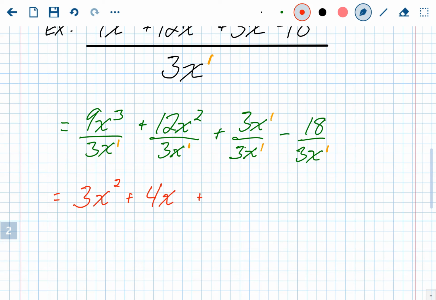The third term is 3x over 3x. Anything divided by itself is always 1. Okay. 3 divided by 3 is 1. Subtract the exponents, that would give you x to the 0, which is also 1. It would be 1 times 1. So this is just 1.